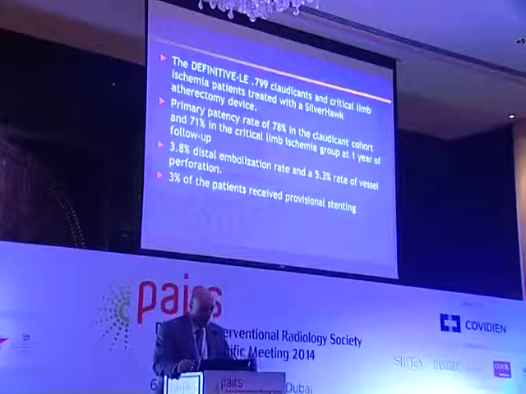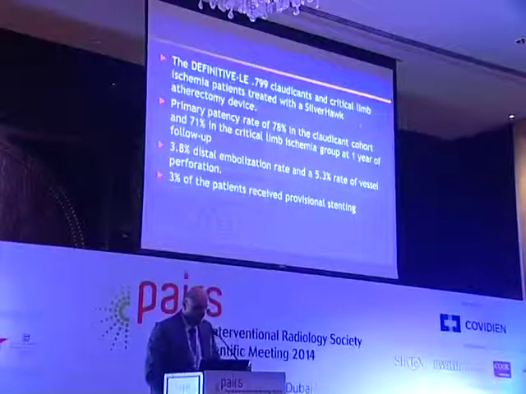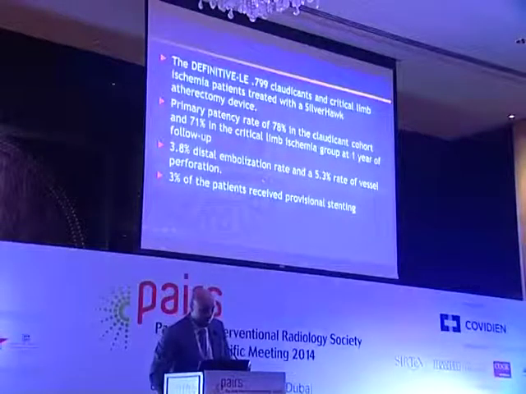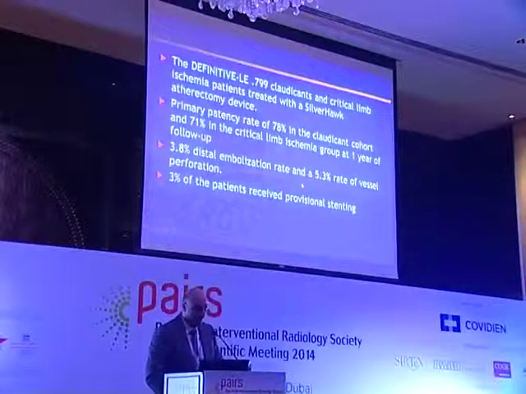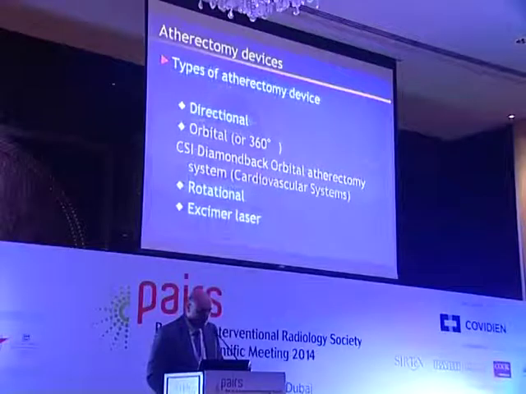Studies, the DEFINITIVE LE study, you heard about it earlier: the patency rate is around 78% in the claudicant cohort and around 71% in the critical limb ischemia cohort. The distal embolization rate is still an issue, around 4%. There are some vessel perforation issues. These are all problems you have to be aware of when you use these devices. And 3% needed provisional stenting afterwards.